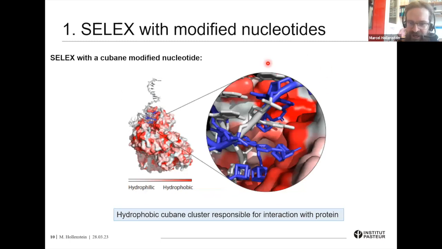As Nebosa showed yesterday, there are four cubane residues that group together and form a hydrophobic cubane cluster. And that, in a sort of lock and key type of mechanism, inserts into a hydrophobic pocket of the protein. And this is responsible for the interaction with the protein, as somamers do.